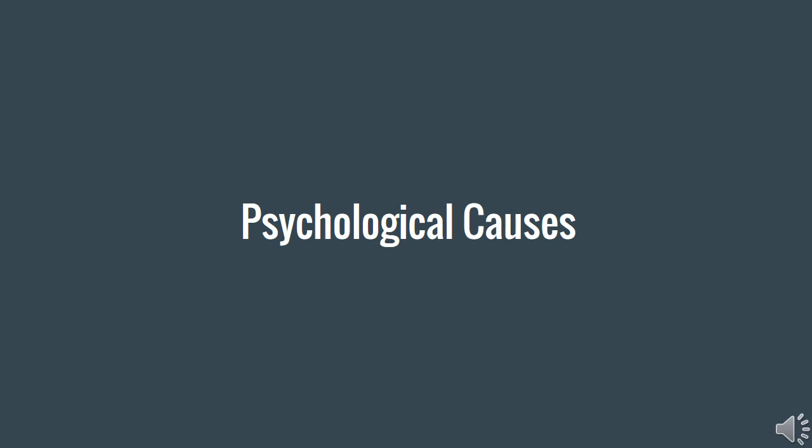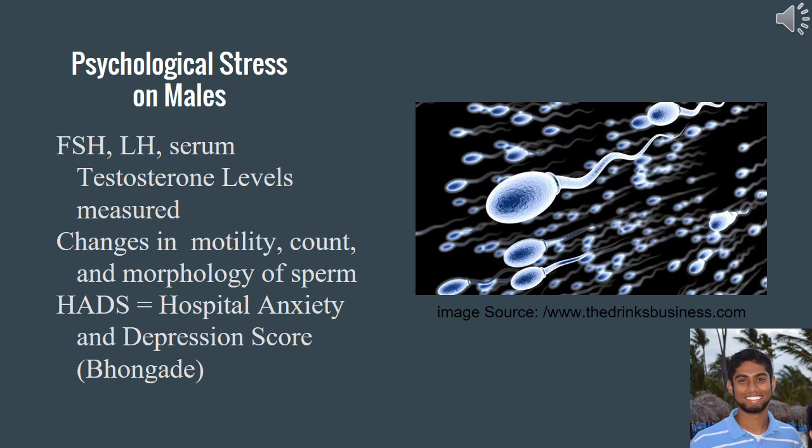Beyond chemical causes, there are also psychological causes that can play a factor into fertility. In 2014, an article based in India was published in the journal Andrology that was entitled The Effect of Psychological Stress on Fertility Hormones and Seminal Quality in Male Partners of Infertile Couples. The purpose of this study was to assess levels of FSH, LH, serum testosterone, and sperm quality, measured in sperm count, motility, and morphology within these males.